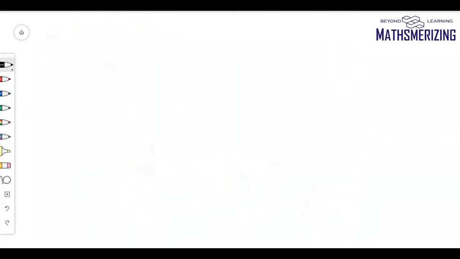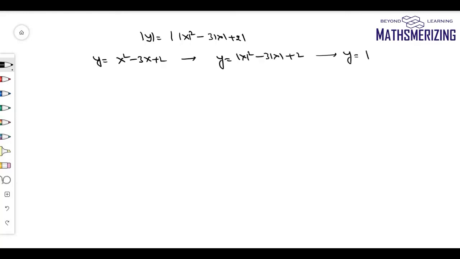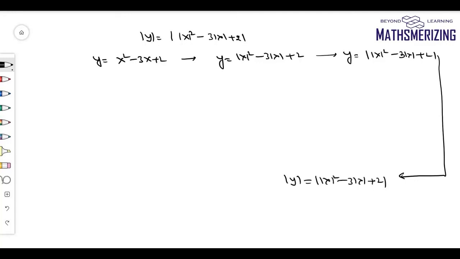I'll take another example. Say for example, I have to draw the graph of mod y equals x squared minus 3 mod x plus 2. So I'll start with y equals x square minus 3x plus 2, and from this I'll draw the graph of y equals mod x square minus 3 mod x plus 2, and then from there I'll get y equals mod of x square minus 3 mod x plus 2, and then from there I'll get mod of y equals mod of x square minus 3 mod x plus 2. So basically it's a quadratic expression with two real roots. So I'll draw this graph.